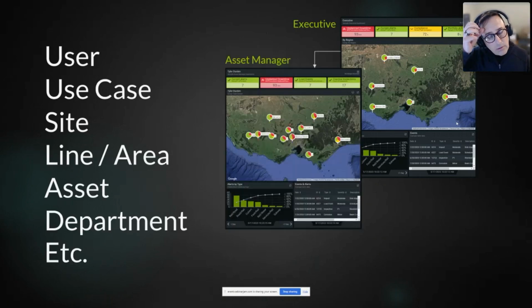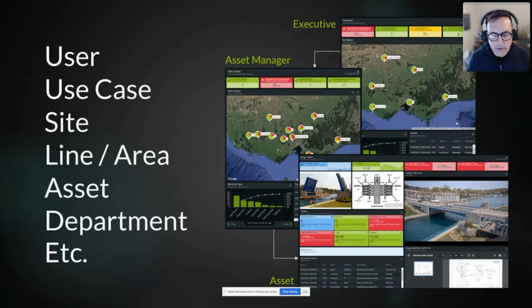The next person is the asset manager. They don't look at all 5,000. They look at some subset that they are responsible for. They have some of the same KPIs, but they've got some different ones, like how many of them have overdue inspections. They may have similar things as well.